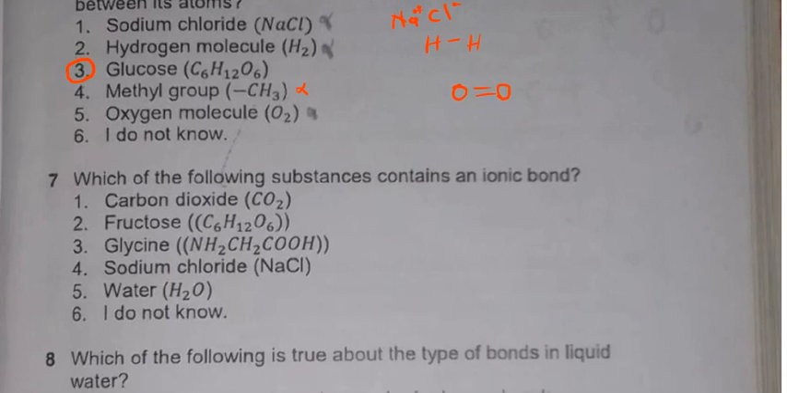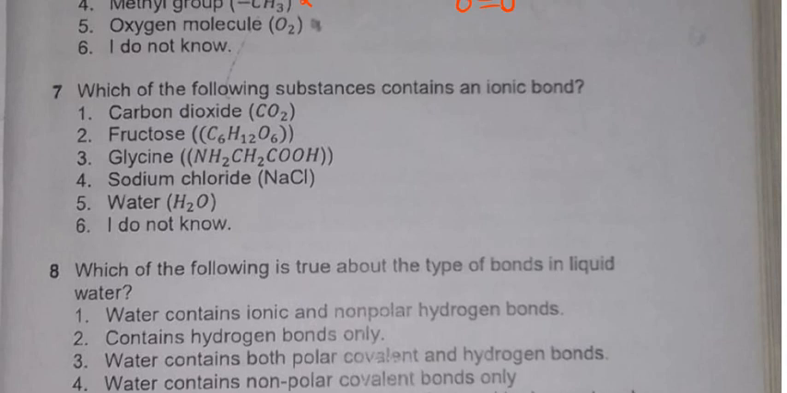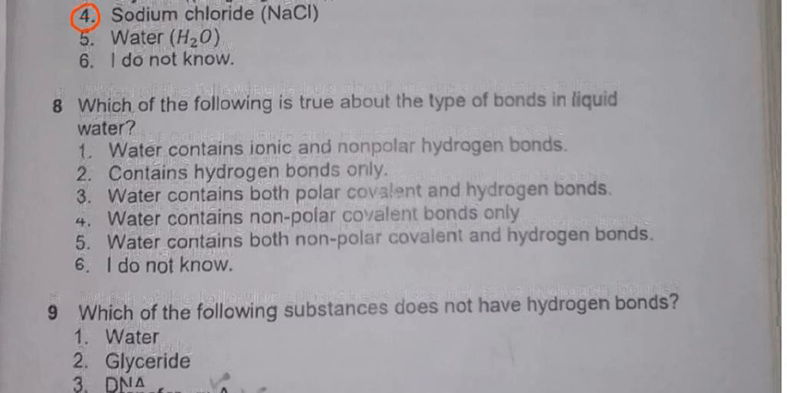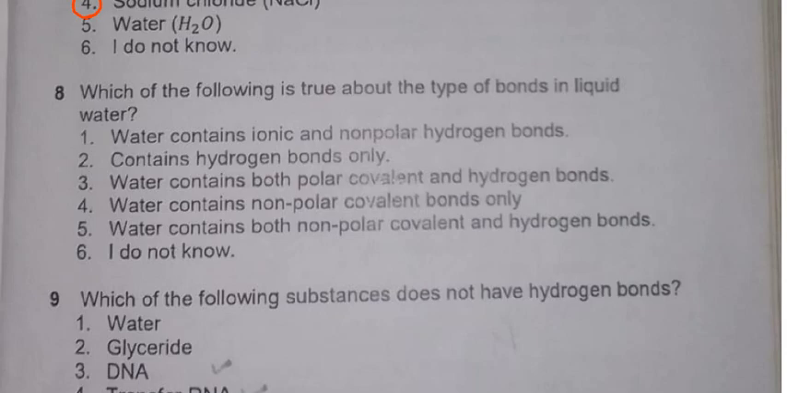So question 7 says, which of the following substances contains an ionic bond? I think this is what I have been explaining here, where you have sodium chloride, and sodium chloride is also here among the answers. So the correct answer is 4, ionic bond. So question 8 says, which of the following is true about the type of bonds in liquid water? So options, we have 1 says water contains ionic and non-polar hydrogen bonds. So water doesn't have ionic bonds, so this is not true. Let's go to question 2.